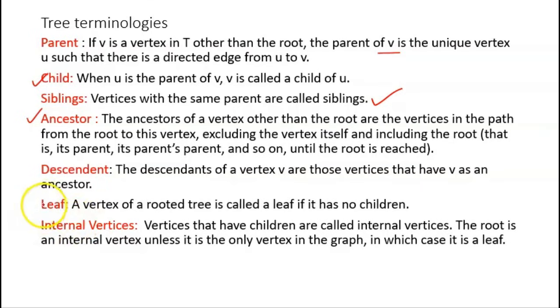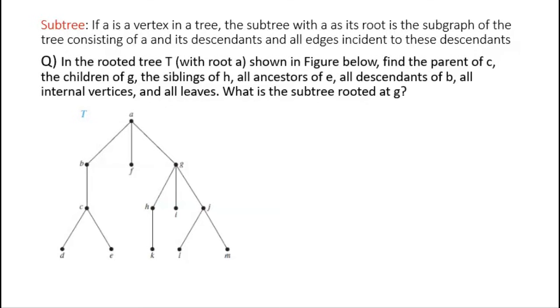And then there is a term known as leaf. So a vertex of a rooted tree is called a leaf if it has no children. And vertices that have children are called internal vertices. The root is an internal vertex unless it is the only vertex in the graph. In that case, it is a leaf. It means that if I say that this is a graph, then since it is the only vertex in the graph, in this case we will call it a leaf. But suppose we have a rooted tree like this, right? So in this case, this will be an internal vertex and these two will be the leaves. So let us understand this in detail through this example, right?